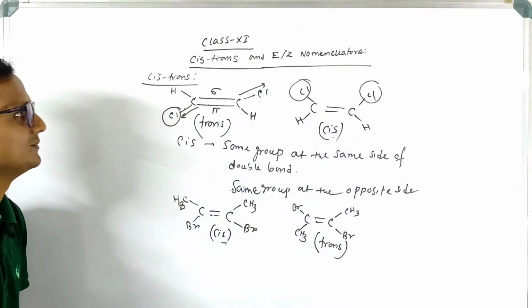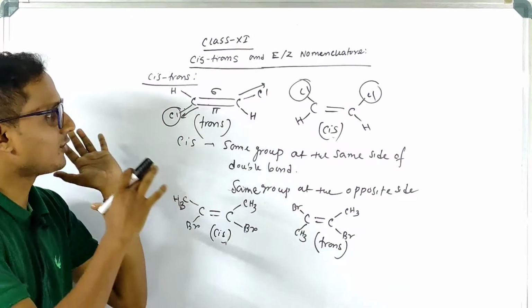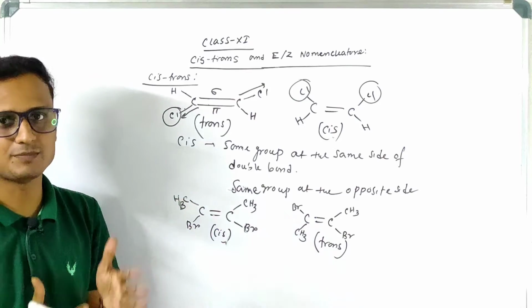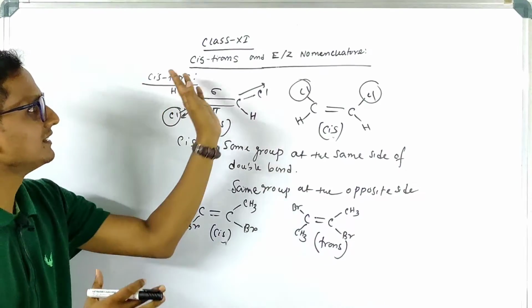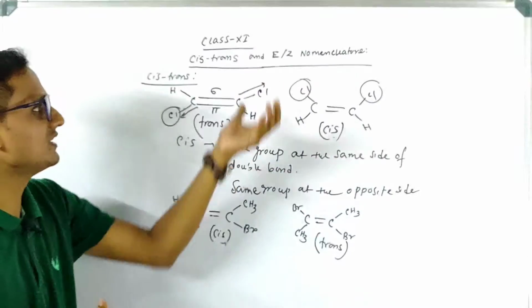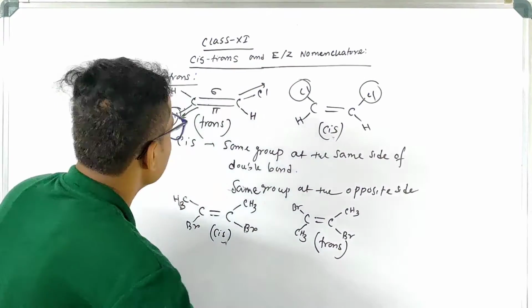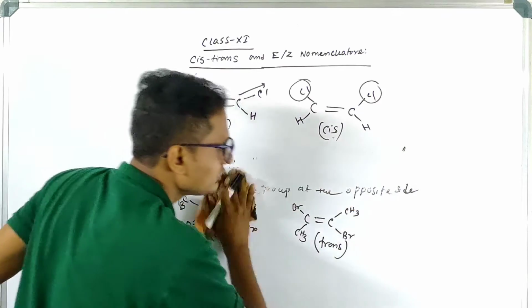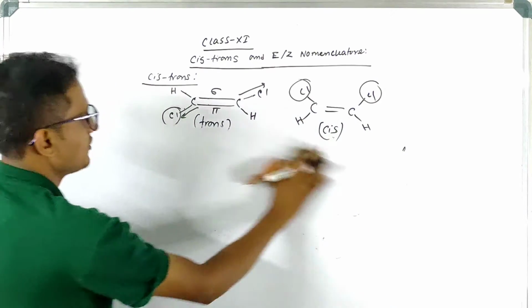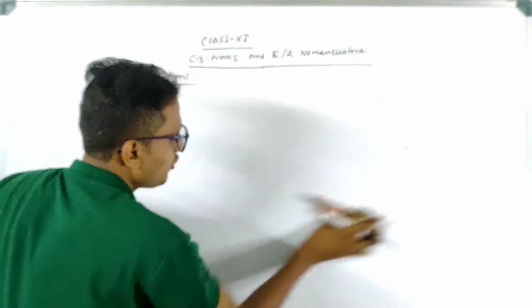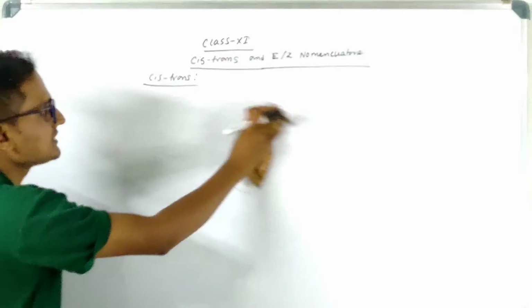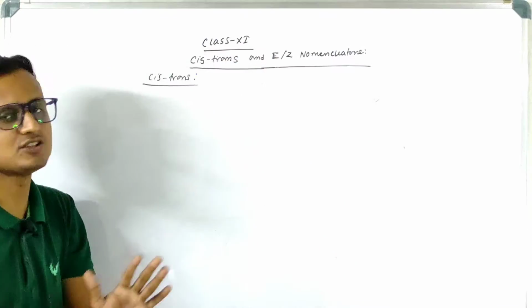Now let's start the EZ nomenclature. It is completely similar to the cis-trans, but there will be some changes in the cis-trans nomenclature, and that will be called EZ nomenclature. Okay, now let's start. It will also be applicable for the double bonded compound, not any triple bonded, not any single bonded. So those compounds which are unsaturated, which are double bonded, in those cases the EZ and cis-trans nomenclature will be applicable.